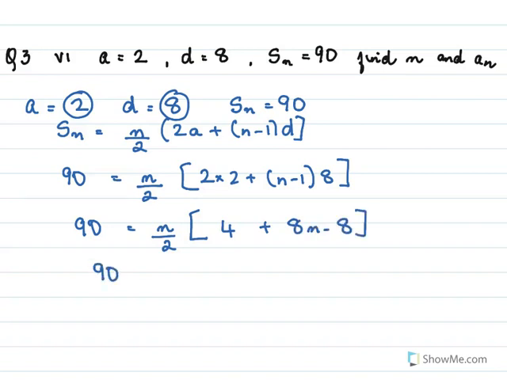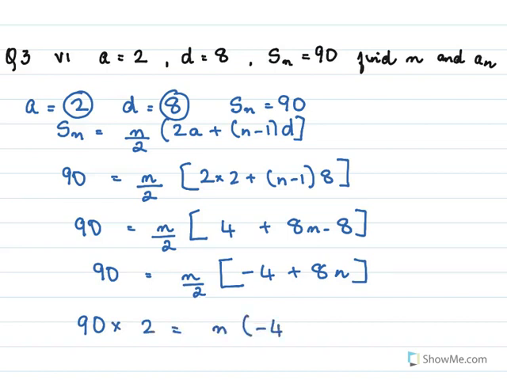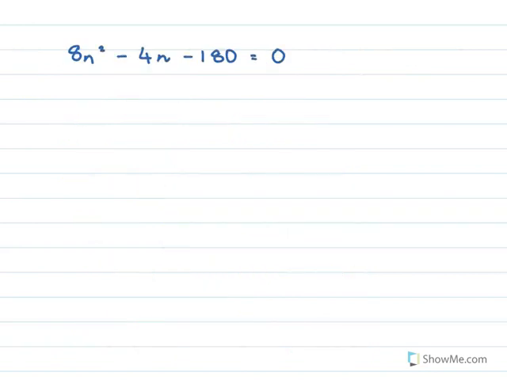We have 90 equal to n by 2, 4 minus 8 is minus 4 plus 8n. We cross multiply. We'll take 90 into 2 equal to n into minus 4 plus 8n. Open the bracket. 180 equal to minus 4n plus 8n square. So this is a quadratic.